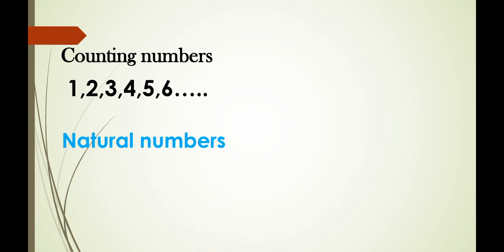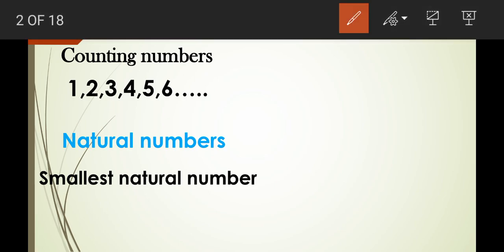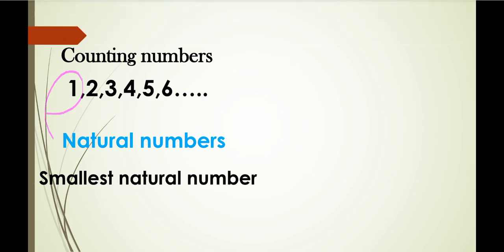This set has one more name, that is natural numbers. We will call it natural numbers. From this set we will understand what the smallest natural number is. It is 1. The smallest natural number is 1.